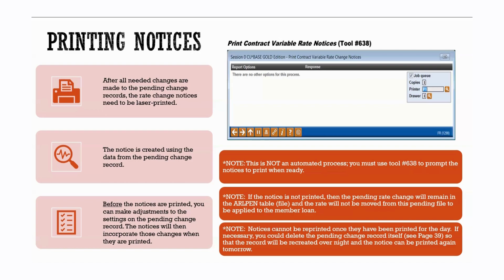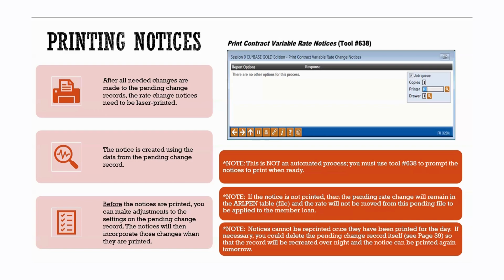If the notice is not printed, then the pending rate change will remain in the ARL-PEN table, and the rate will not be moved from this pending file to be applied to the member loan. So if you're not printing your notices, no changes are happening to your loan. Notices can't be reprinted once they've been printed for the day. If necessary, you can delete the pending change record so that the record will be created overnight and the notice can be printed again tomorrow.